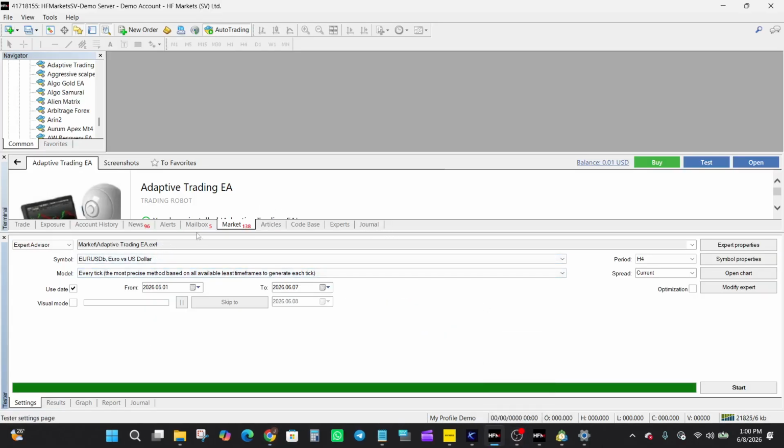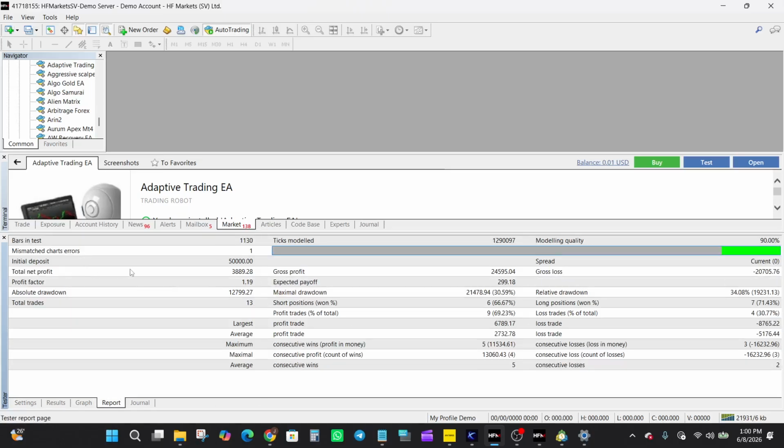And as you can see, I'm testing the Adaptive Trading EA on EURUSD on the H4 time frame, one of the recommended pairs and recommended time frames. Then you can see that I'm testing the EA over the past month, for just about 1 month and 1 week. And heading over to the results right now, we can see that from an initial deposit of $50,000, the total net profit was 3,889.28, and there were 13 trades taken.